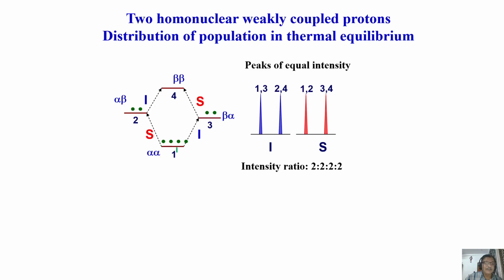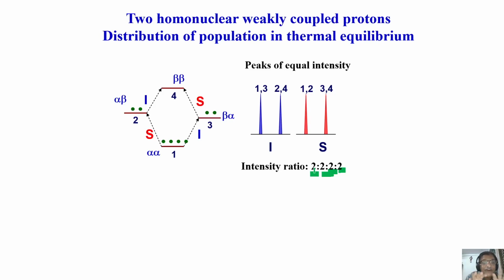Now to calculate the intensity, I take the population difference. That's what I said: detection of the NMR signal is nothing but the difference in spin populations. Now for this S transition, which is allowed, the difference is 4 minus 2, which is 2. So the intensity is 2 for S. Another S transition, 2 minus 0, it is 2. For I I have put 2 and 0. This is an allowed transition for I: 2 minus 0, 2. Another I, 4 minus 2, 2. So I have distributed the spin population so that I get a spectrum with equal intensity.